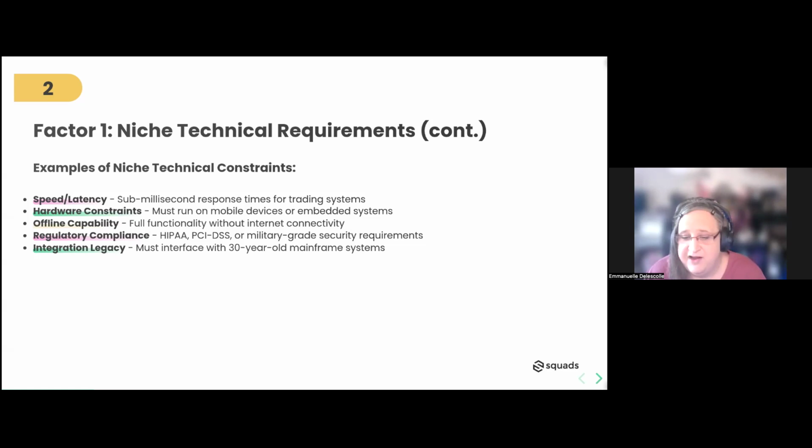And finally, something that often gets overlooked at first is the ability to integrate with existing software. So if you're going to be working and selling your product to companies that may have 30-year-old mainframes running in the basement, you need to be able to integrate with that.